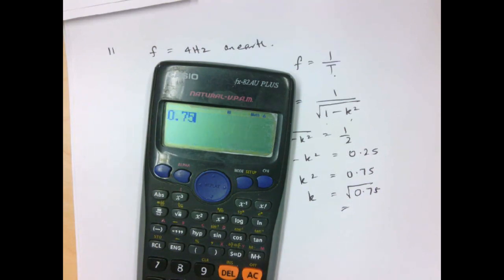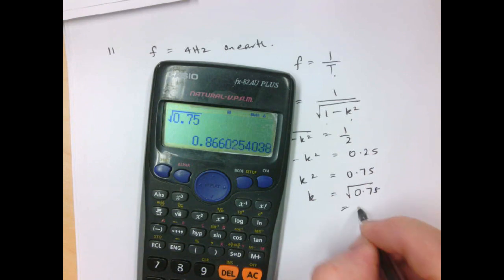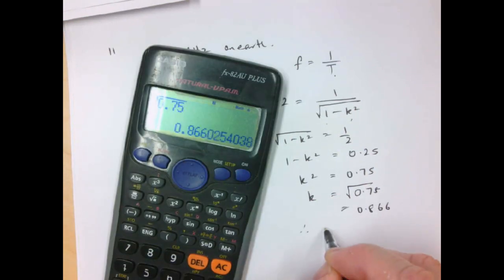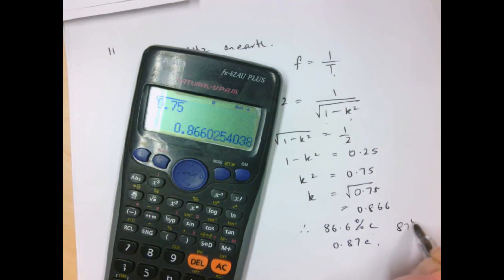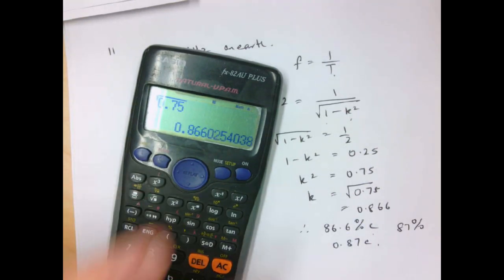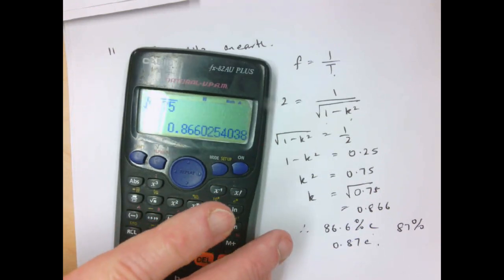The square root of 0.75 is 0.866. And therefore we're traveling at 86.6% of the speed of light, or 0.87 c, if we want to round, or simply 87% c, rounding, whatever the answers will say. You just round appropriately. Okay.